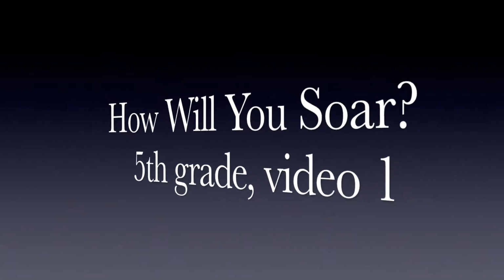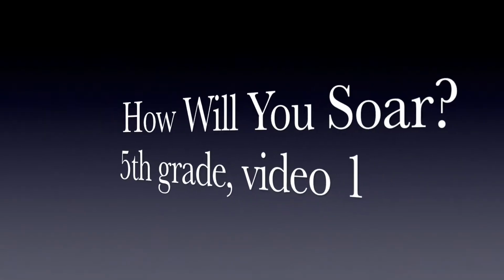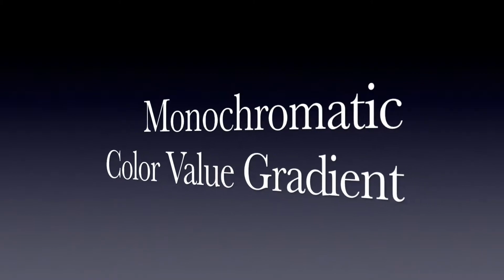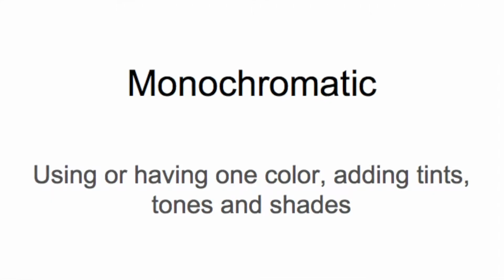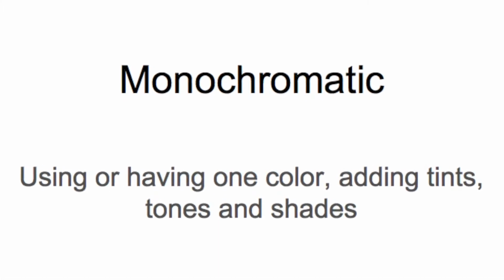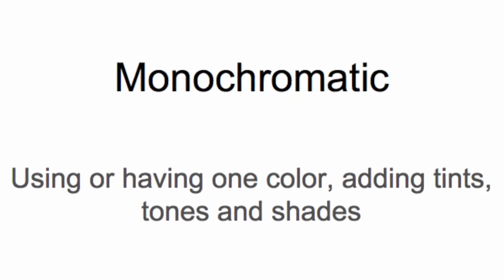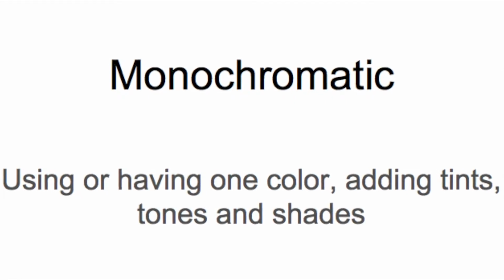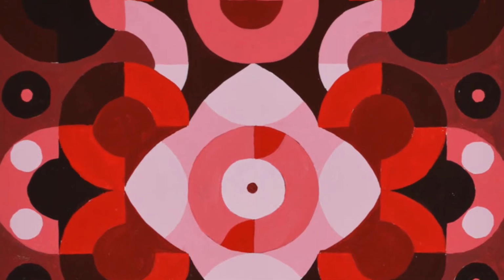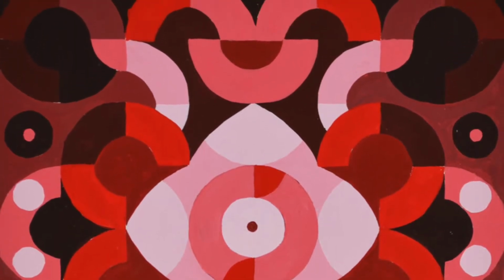How will you soar? In this project, you're going to be making a monochromatic color value gradient. Monochromatic is using or having one color, adding tints, tones, and shades. This is an example of a monochromatic pattern. Notice you only see red and variations of red where they've added white and black.